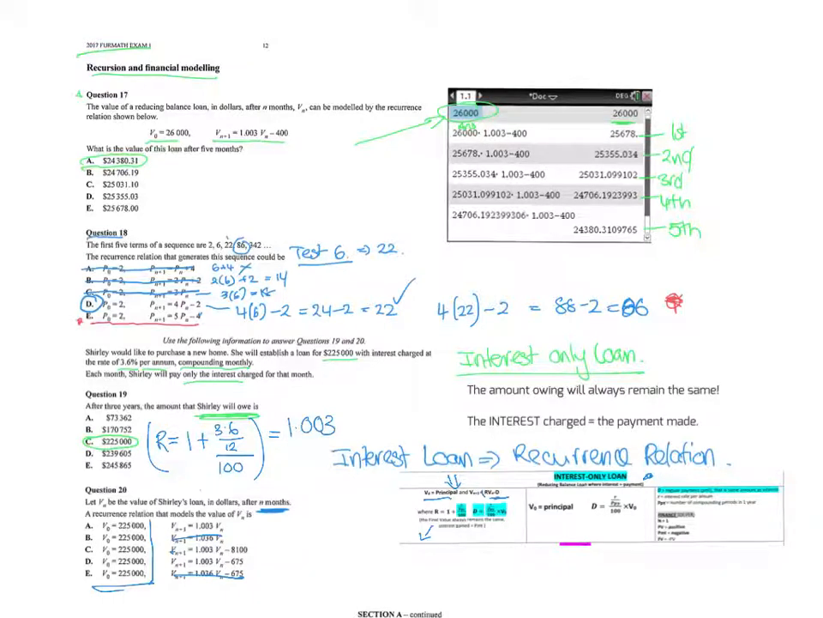We also need the minus D part. D is worked out by the rate divided by the PPY, which is 12, over 100, times the V0. When you do that, you get 675. So the only one mimicking this relationship is here. $675 is added as interest, but then we take it away because we make the payment. So there's that answer.